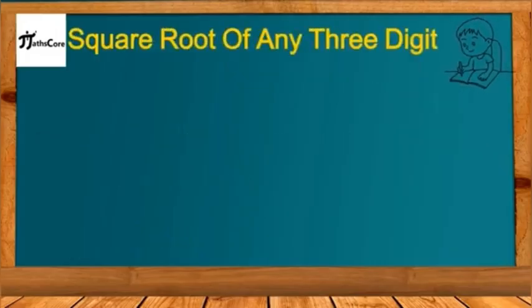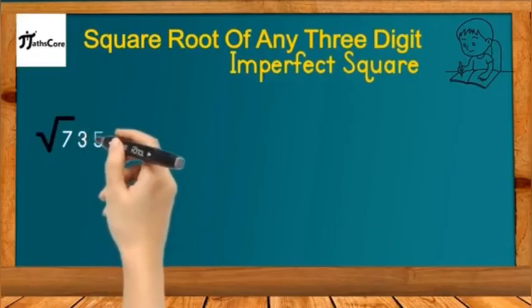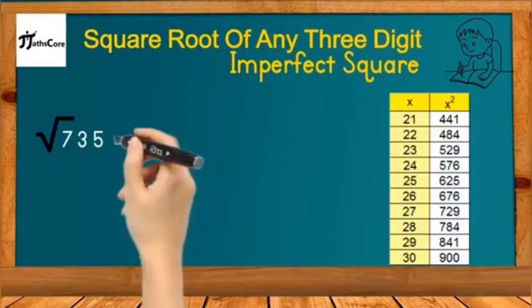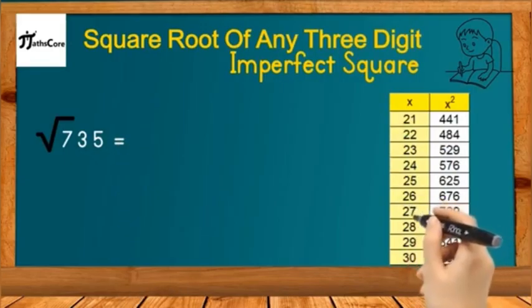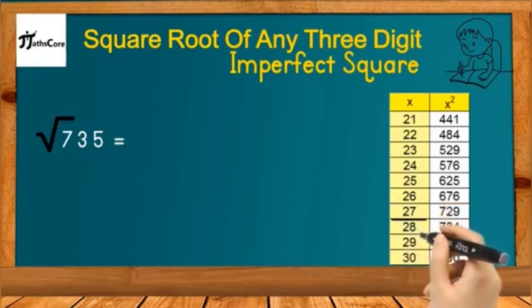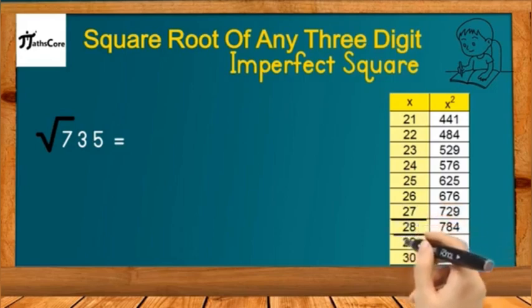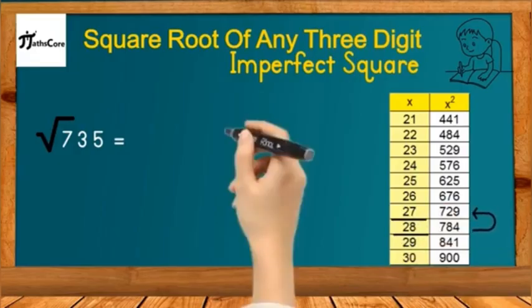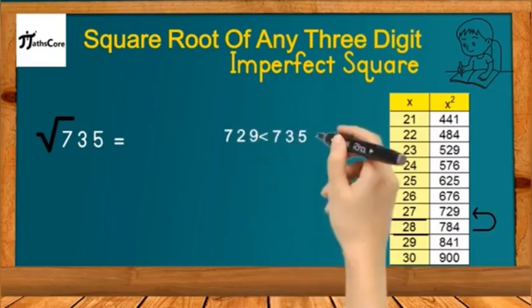Let's solve one more example. The example is the square root of 735. So first of all, write down the squares of 21 to 30 here. Next, we need to find out between which two perfect squares 735 lies. So here you can see that 27 square is 729 and 28 square is 784. So we can say 735 lies between 729 and 784. Now we can write like this: 729 is less than 735 and 735 is less than 784.